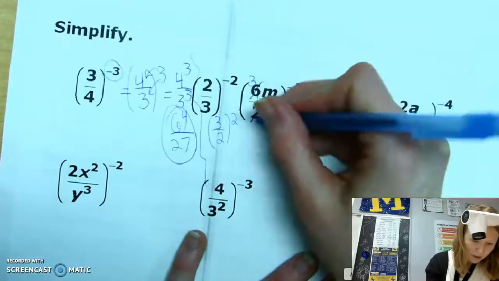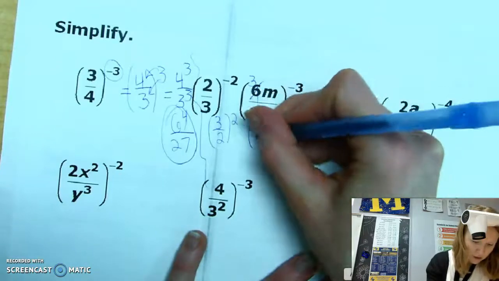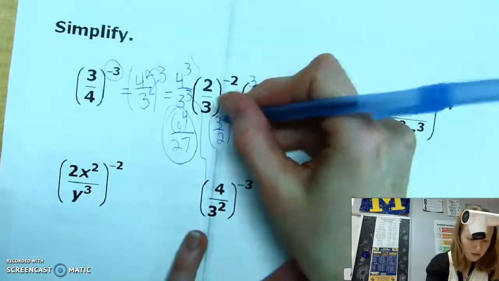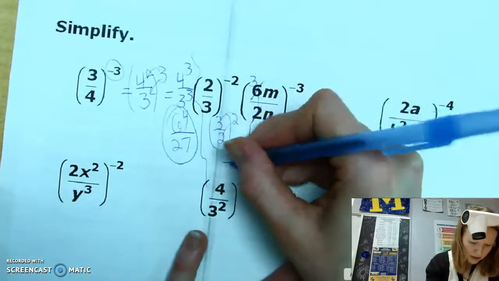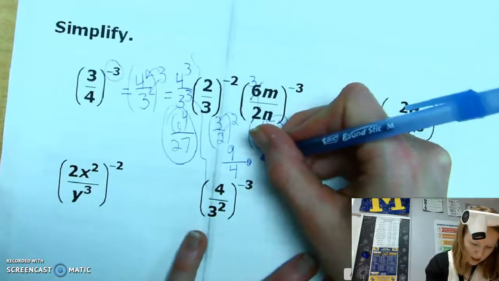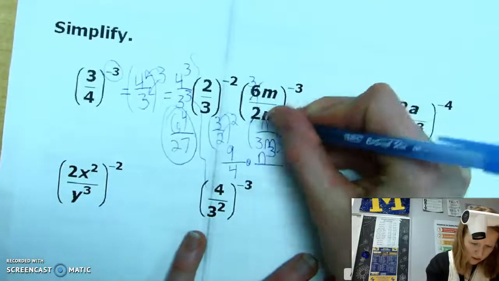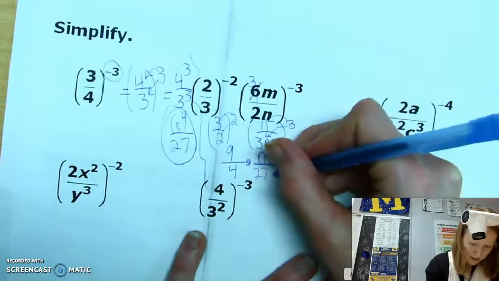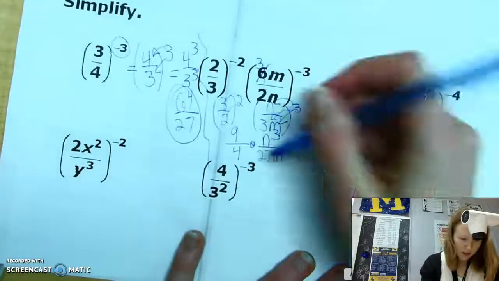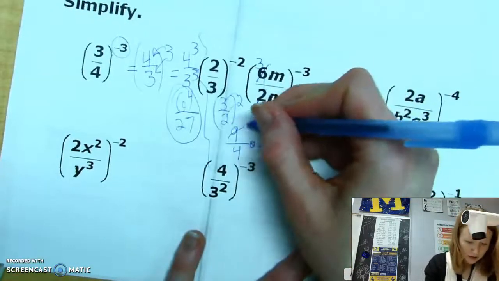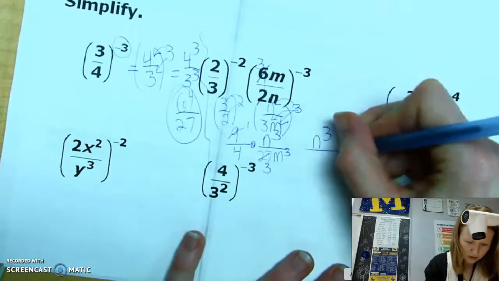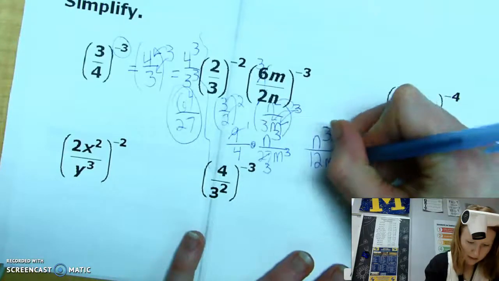3m over n. In order to make this exponent positive, I have to flip my fraction. And then what I can do is distribute my exponents. I should get 3 squared is 9 over 2 squared is 4. Distribute my exponent, n cubed over 3 cubed, which is 27, m cubed. Right? Only other thing I can do is reduce my fraction now. 9 goes into 9 once, 9 goes into 27 3 times, so I'm left with n cubed over 4 times 3 is 12m cubed.